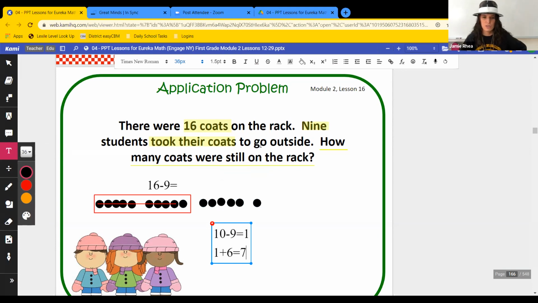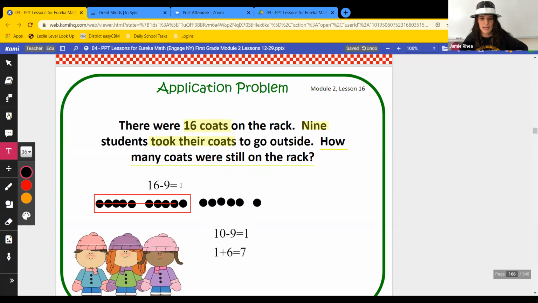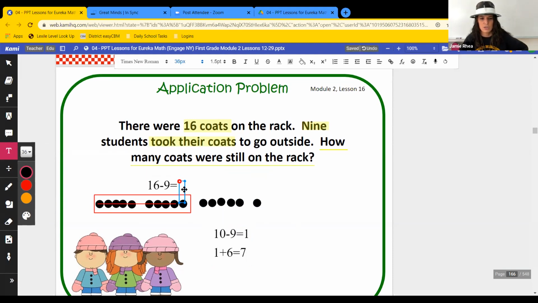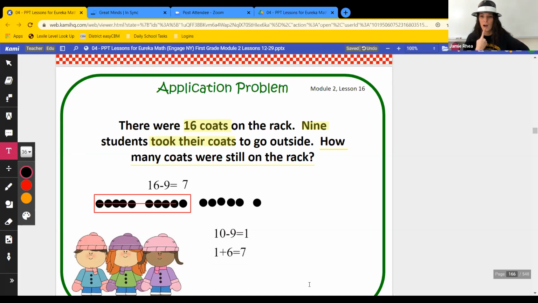7. So if 16 kids had coats on the rack and 9 of those kids took their coats outside, how many coats were still on the rack? 7. We know that 7 coats are still on the rack. Are we done solving this? Did we answer our question? How many coats were still on the rack? Yes, we did. We said that there's still 7 coats on the rack.